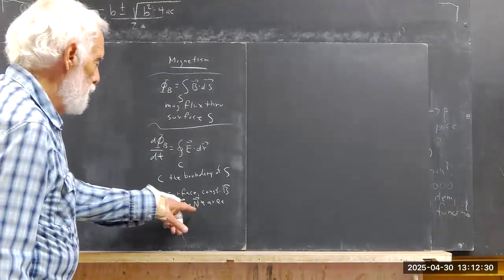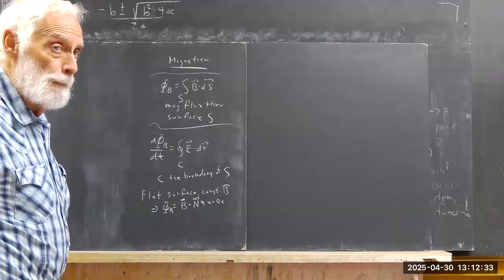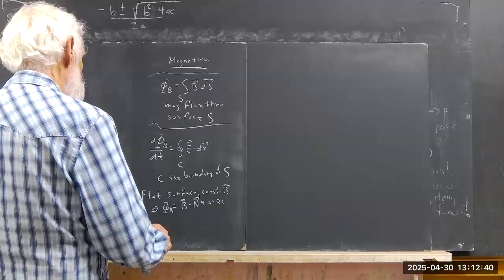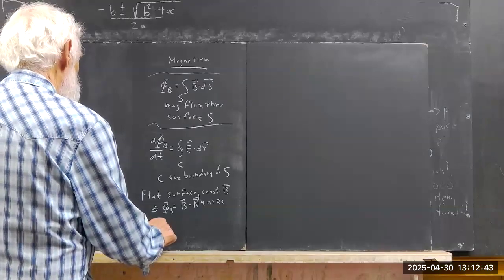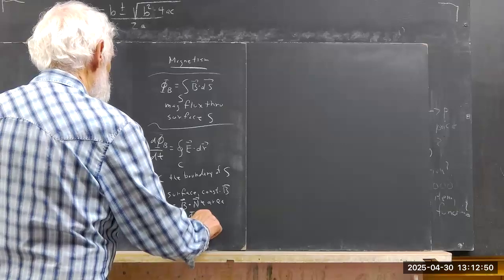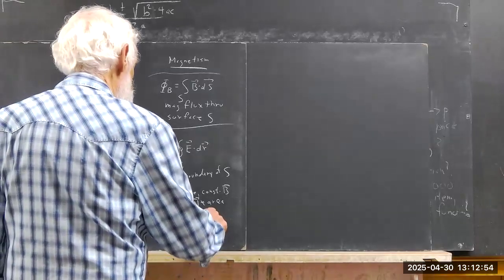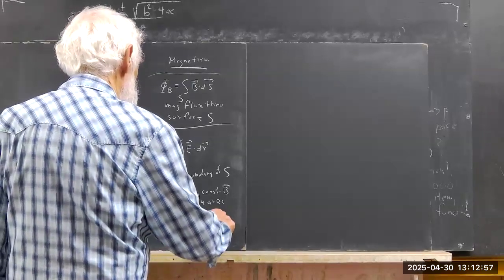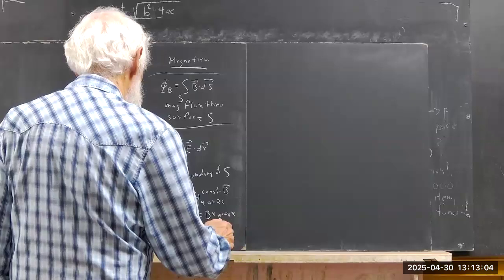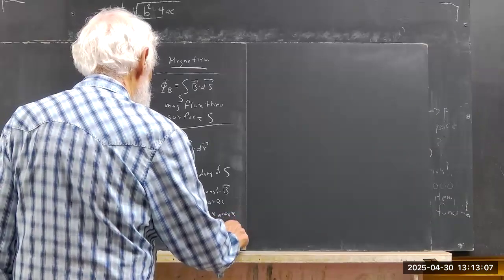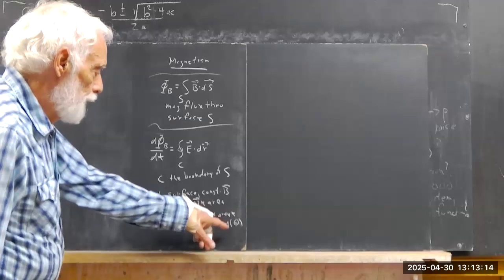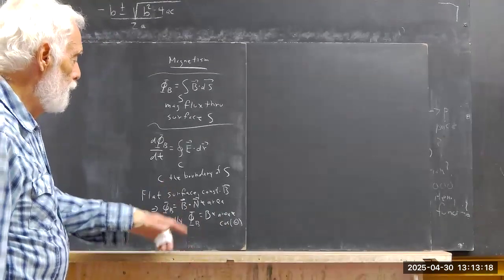For a flat surface, phi B equals B dot n times the area, right? Phi B equals the magnitude of B times the area times the cosine of theta, where theta is the angle between B and n.